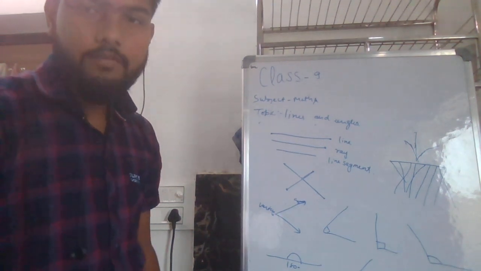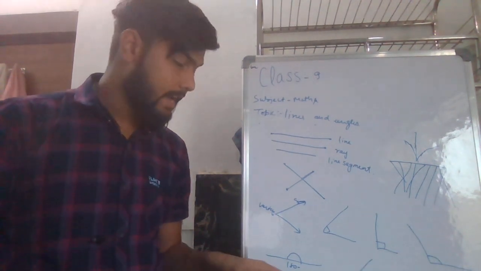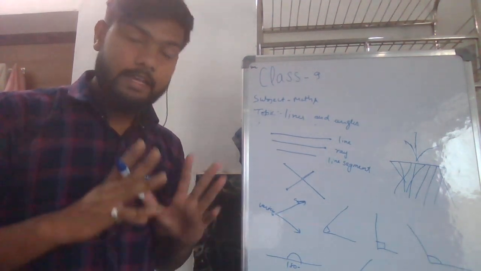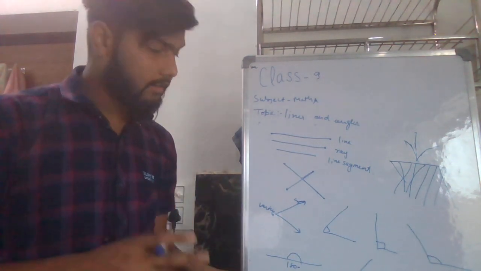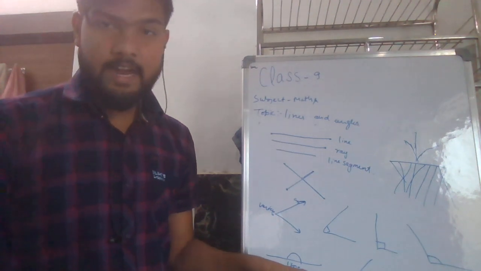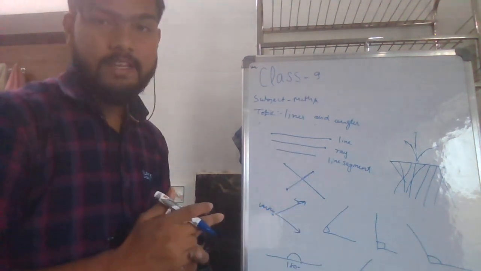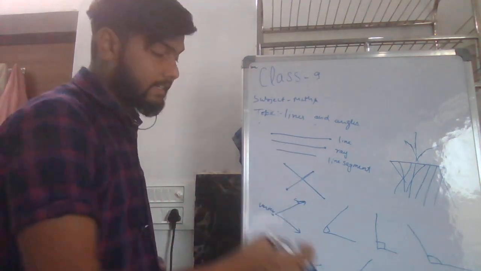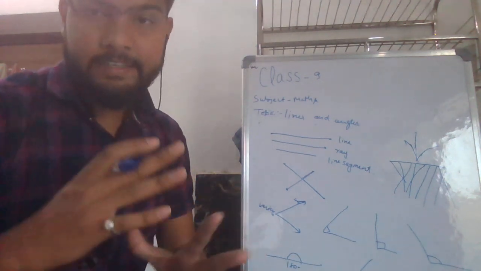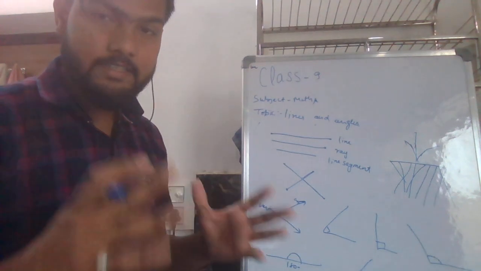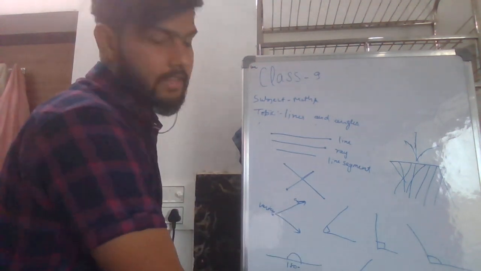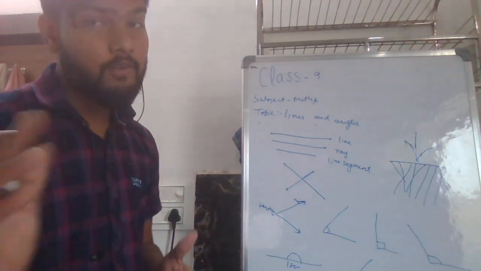Moving further, an angle equal to 180 degrees is called a straight angle. Then the reflex angle: an angle greater than 180 degrees but less than 360 degrees is called a reflex angle. I hope everyone is clear.